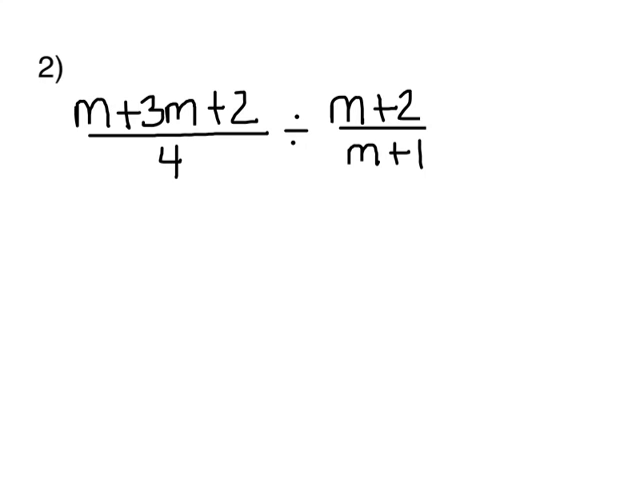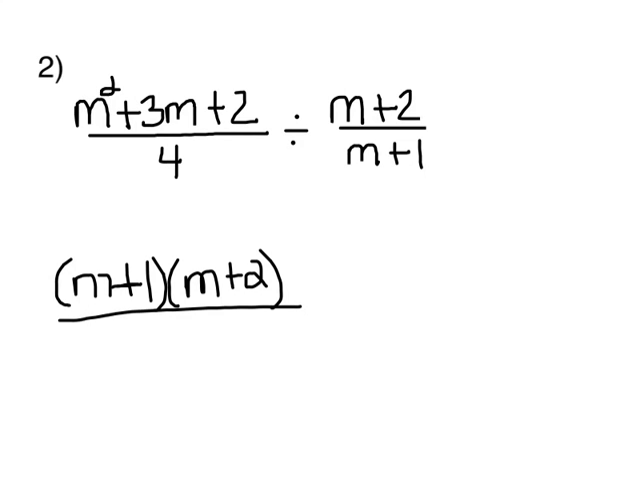In example 2, again, we'll be multiplying by the reciprocal. So in order to divide our two rational expressions, we'll need to factor and then multiply by the reciprocal. Our first numerator should be m squared plus 3m plus 2. So this expression can be factored. We're looking for the factors of 2 that add to 3. So we have m plus 1 and m plus 2, and that's over 4.